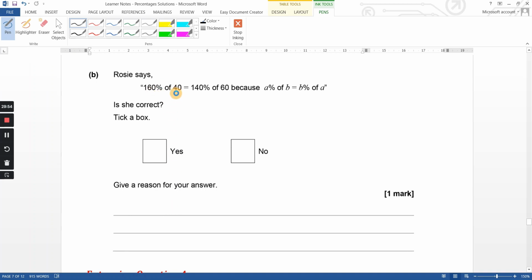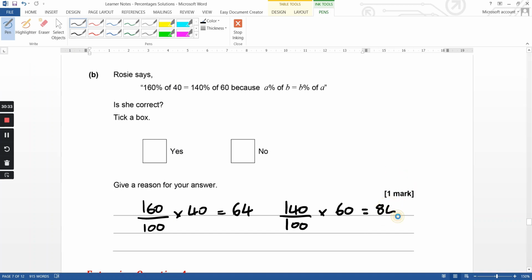Let's just work out what is 160% of 40. It's not going to be the same as that, I'm telling you right now, but let's work it out though. 160% times by 40 is equal to 64. Now let's work out 140% of 60 on the calculator. That's 84. So clearly they're not the same thing.